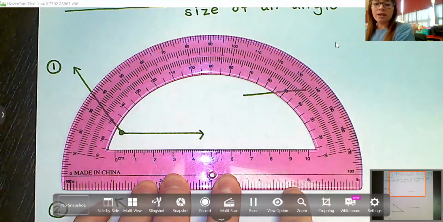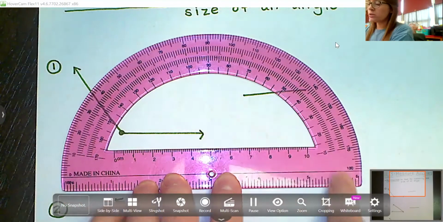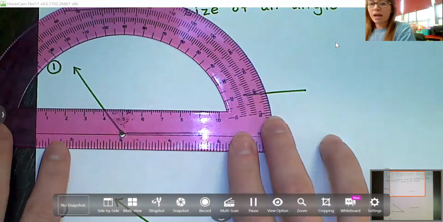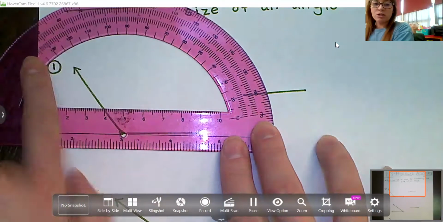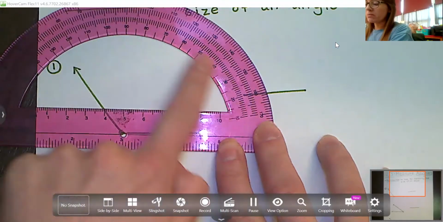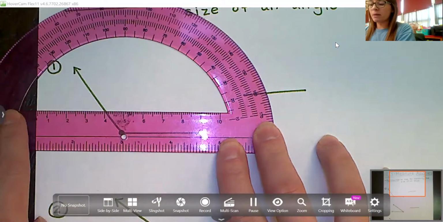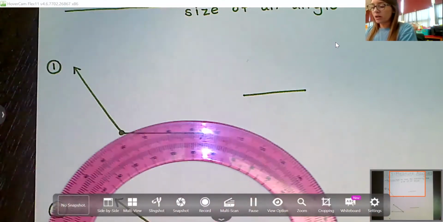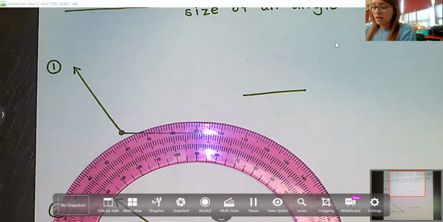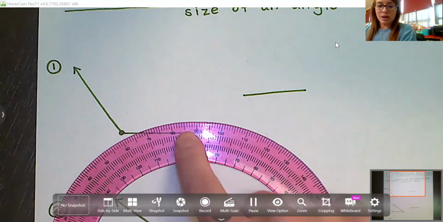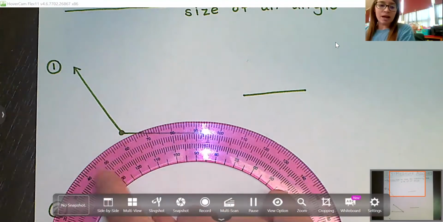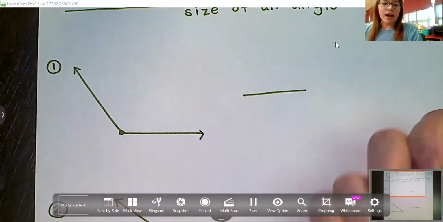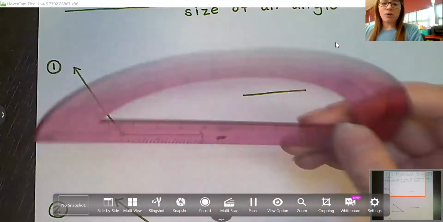Now, the reason that there are two sets of numbers is because sometimes, like this one, angles open up this way. So we would use the bottom set of numbers when it opens up to the left. And then sometimes there's angles like this that open up to the right, and we would have to use the outside numbers.